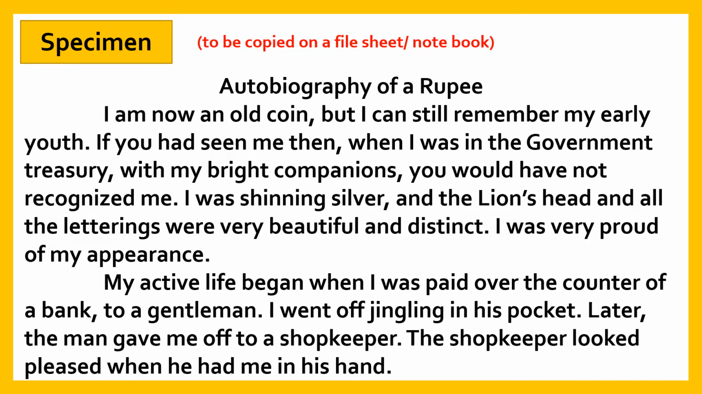Autobiography of a rupee. I am now an old coin, but I can still remember my early youth. If you had seen me then, when I was in the government treasury with my bright companions, you would not have recognized me. I was shining silver, and the lion's head and all the letterings were very beautiful and distinct. I was very proud of my appearance. My active life began when I was paid over the counter of a bank to a gentleman. I went off jingling in his pocket. Later, the man gave me off to a shopkeeper. The shopkeeper looked pleased when he had me in his hand.